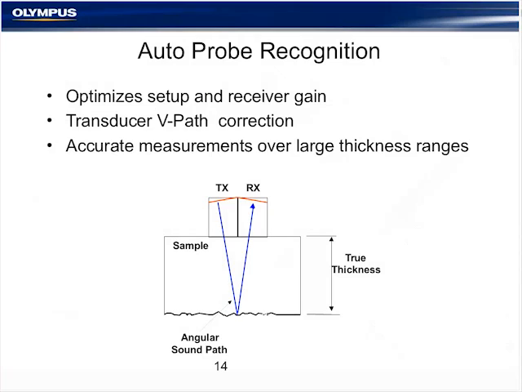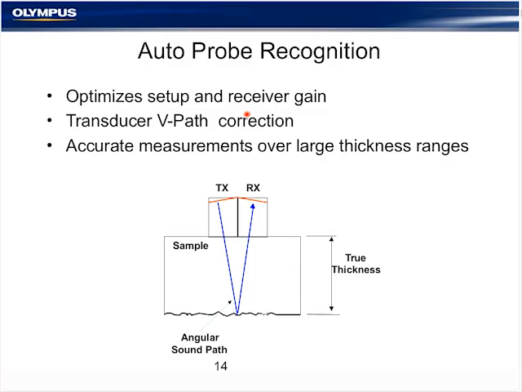So everything from the amplification, the gain that's applied initially to find backwall echoes, as well as filter settings and other components of the receiver. So these things can be automatically set up by knowing what probe is connected, and the operator is no longer required to go in and make those adjustments. Also, by knowing what probe is connected, a V-path correction can be established. And that's kind of what we're showing here in this diagram.